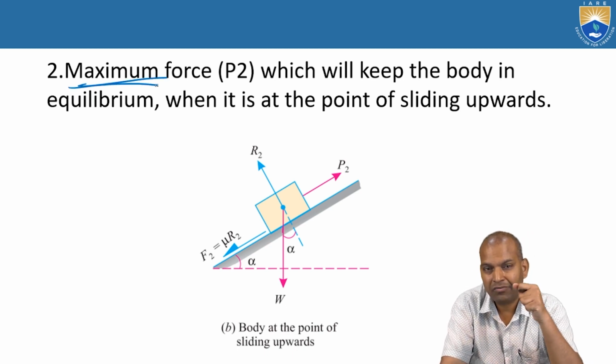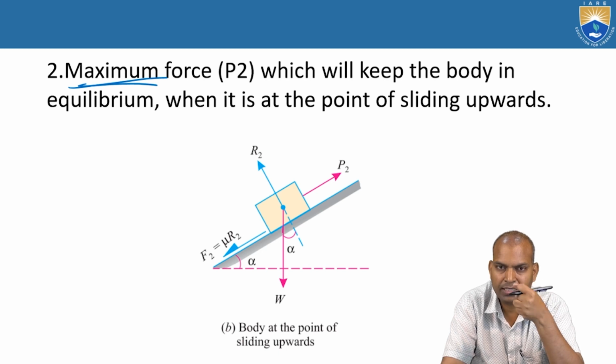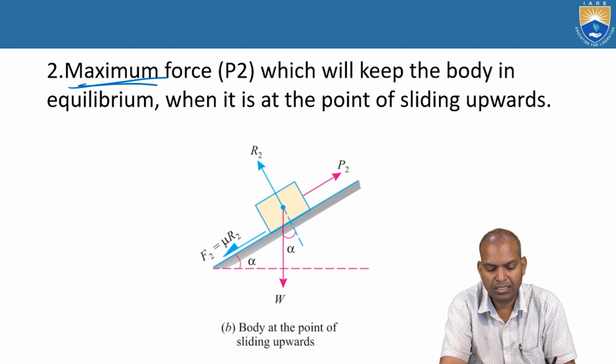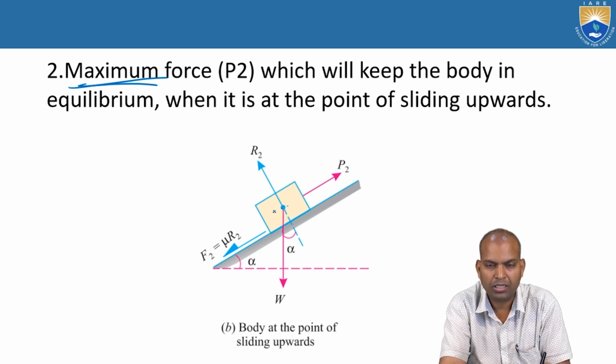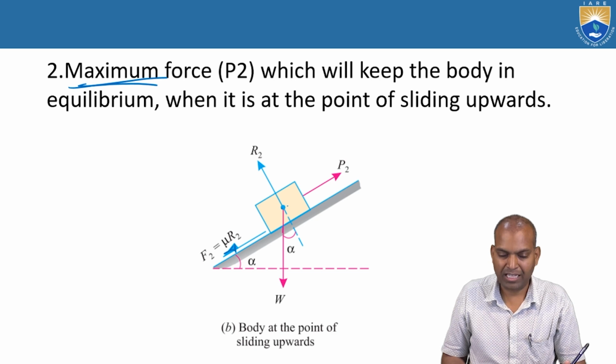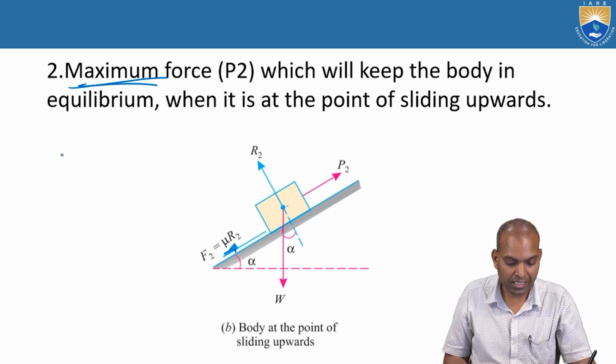Maximum force is required when the body moves upwards. Here, the body is moving upwards. Then what about the friction force? It acts downwards. That's why we consider the downward direction here. F2 equal to mu times R2. I'm going to derive the maximum force expression here itself.